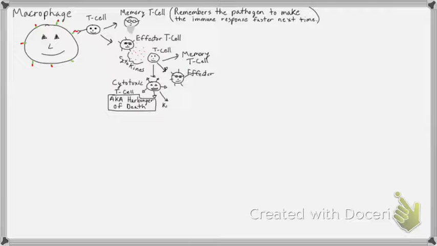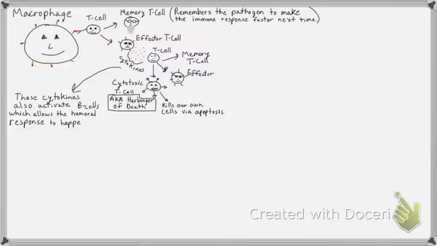Cytotoxic T cells are basically harbingers of death. Their only job is to kill every infected cell they come in contact with. So they are just moving around trying to find any cell that is affected with this bacteria or virus, and they will kill that cell instantly. They kill our own cells using apoptosis. So that's programmed cell death. They'll poke them with a little enzyme, and those cells will leak out and die. Those cytokines that excite T cells to differentiate and divide also activate B cells, which allow our humoral response to happen. So these T cells are really important in both the cell-mediated and humoral response of our adaptive immune system.